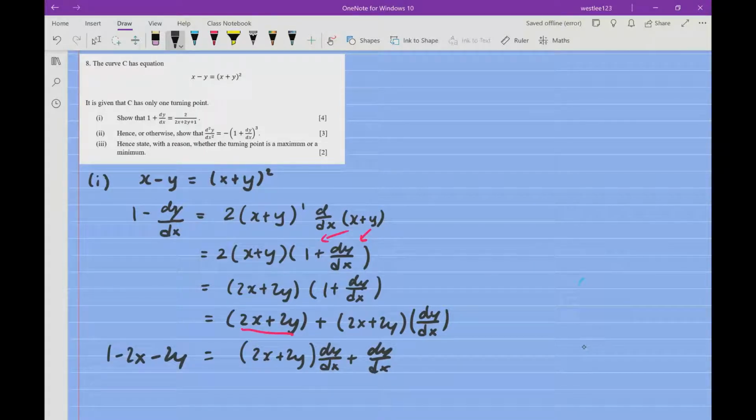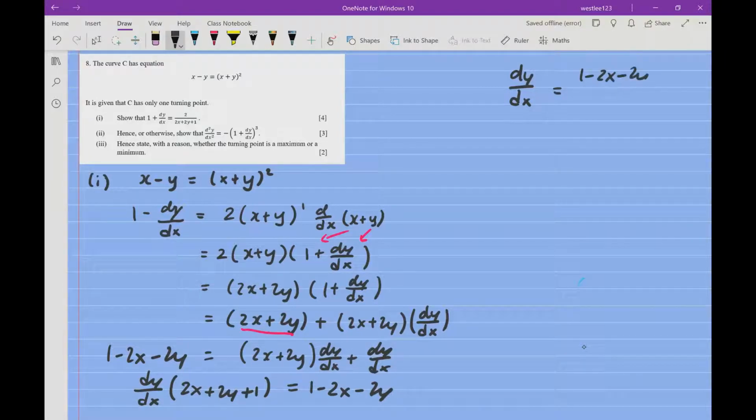After that, we will make dy dx the subject. So I'm factorizing the dy dx out. This will give us 1 minus 2x minus 2y, divided by 2x plus 2y plus 1. So I have dy dx equals 1 minus 2x minus 2y over 2x plus 2y plus 1. Okay, then some of you will get stuck here. How am I supposed to prove this?